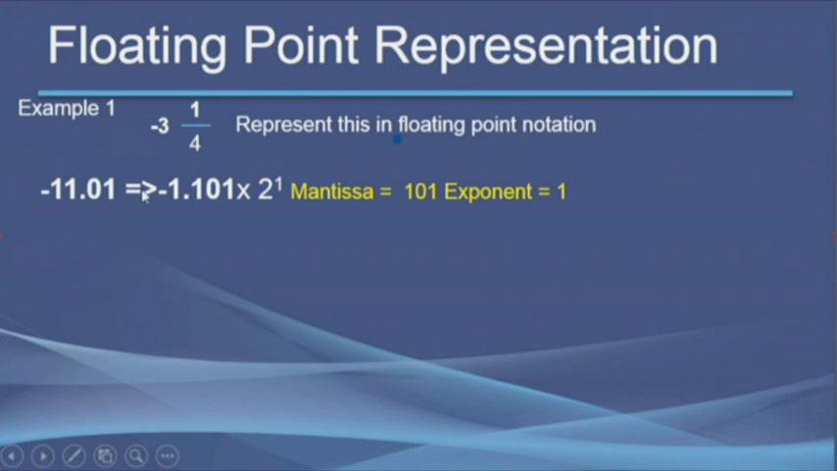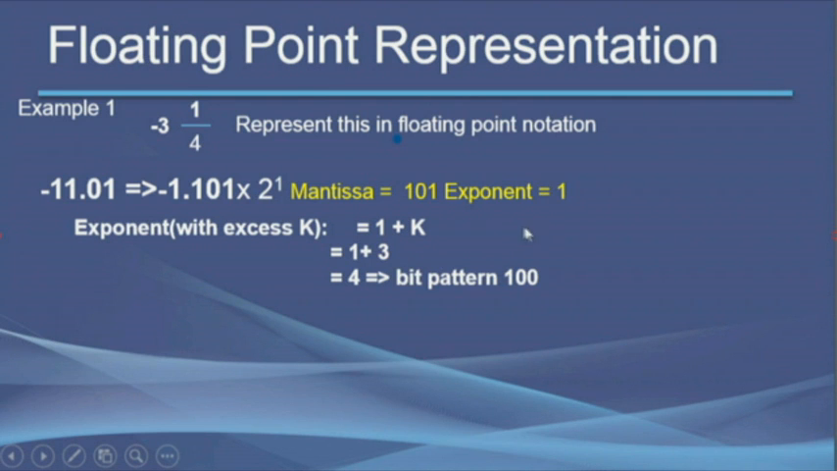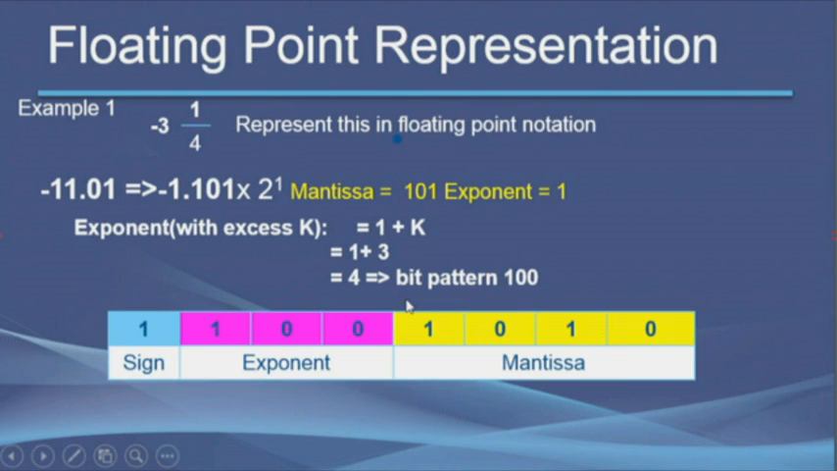Then you can normalize it as minus 1.101 into 2 to the power 1, because the radix point should be shifted only one time to the right. Then you can see the mantissa is 101, the exponent is 1, and again we have to represent this exponent with XSK. Since we are going to represent this in 8 bits or 1 byte, we have 3 positions for the exponent, which means the K is 3 again. 3 plus 1 is 4, and the bit pattern is 100.